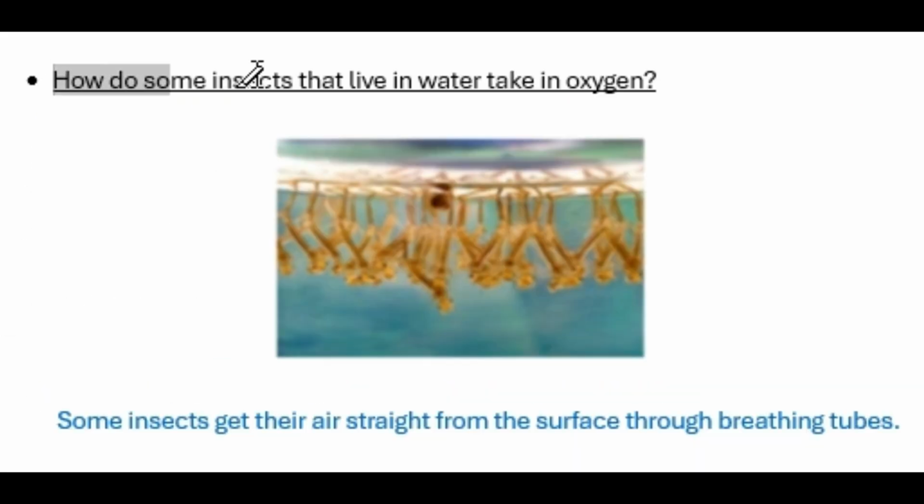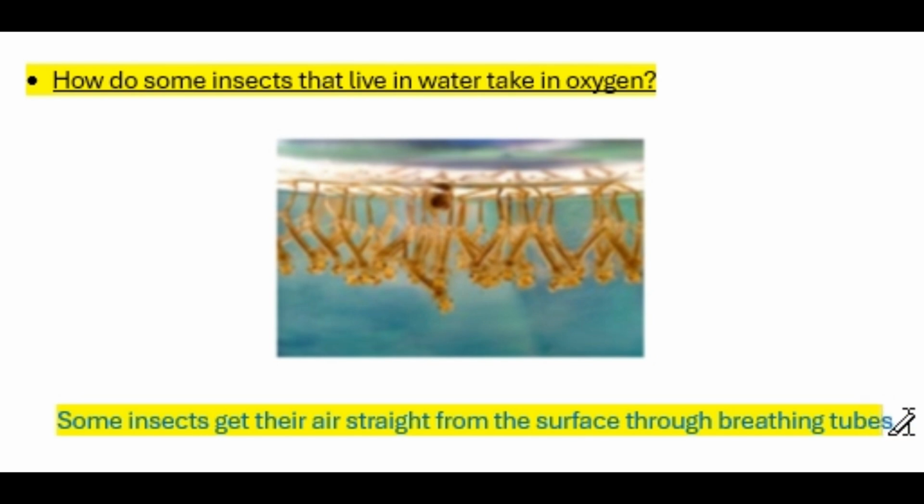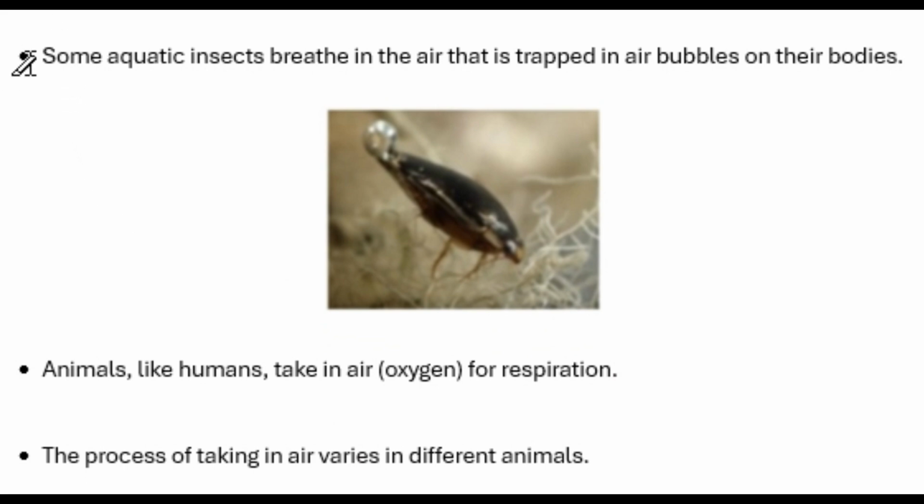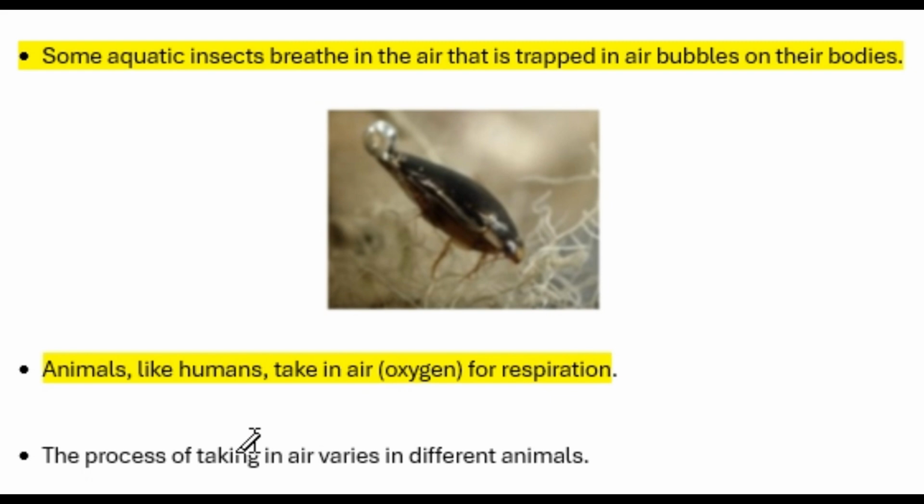How do some insects that live in water take in oxygen? Some insects get their air straight from the surface through breathing tubes. Some aquatic insects breathe in the air that is trapped in air bubbles on their bodies. Animals, like humans, take in air, oxygen, for respiration. The process of taking in air varies in different animals.